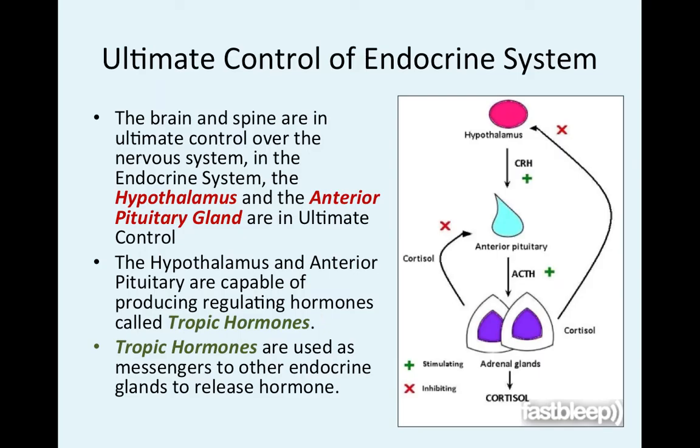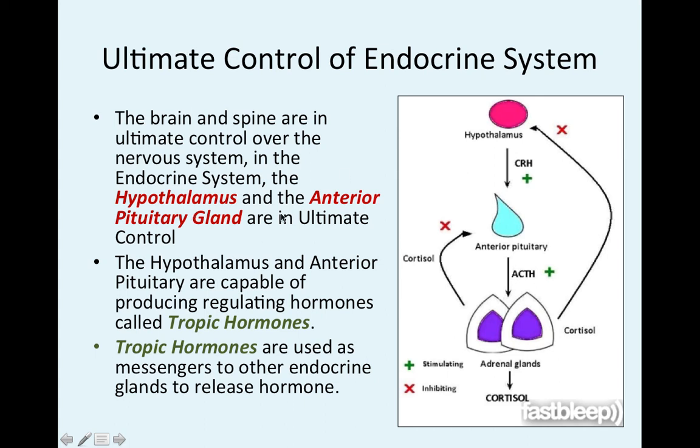So who's in the ultimate control of the endocrine system? We're definitely going to need to know this. The ultimate control comes from two spots, the hypothalamus, which is in the brain, and the anterior pituitary, which is also in the brain. And they are under the ultimate control over the endocrine system.